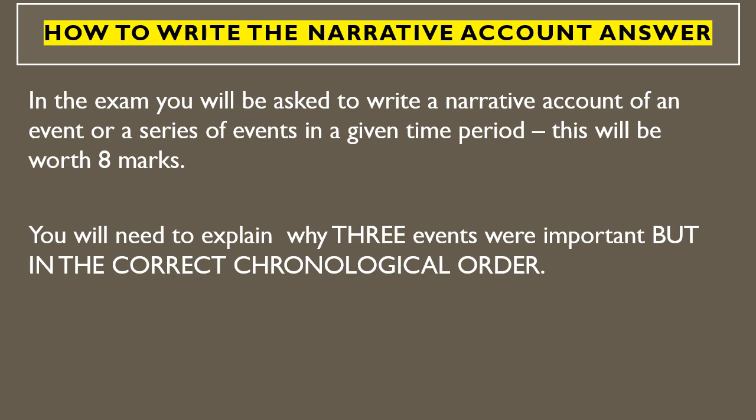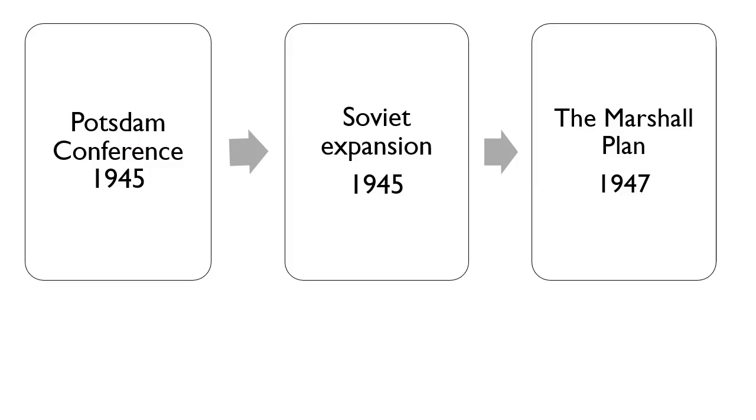You've got to know your dates here, okay? For example, you've got the Potsdam Conference of July 1945. Then you've got a period of Soviet expansion. Okay, that's the one that's the new one here. And then, of course, the Truman Doctrine and the Marshall Plan, that comes up in 1947.